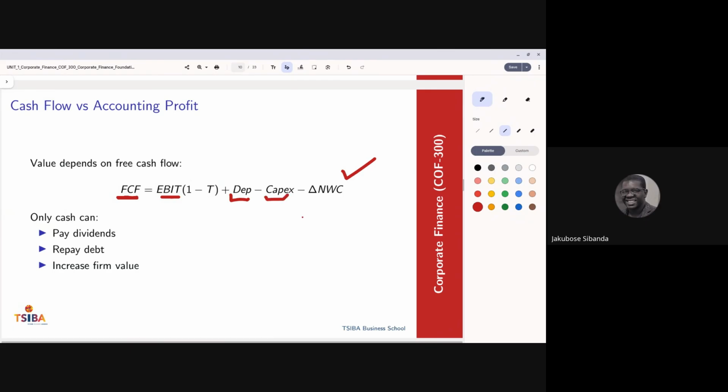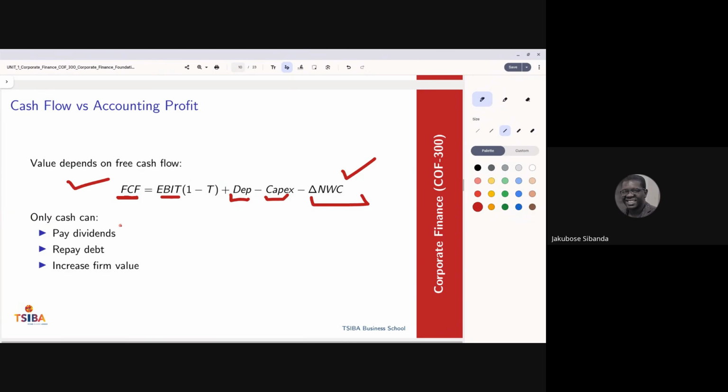And then you've got capex, how much you're spending in terms of your investments. Then you also have the net working capital, where you can calculate the change in net working capital. So this is how you calculate your free cash flow. A time is going to come later on where we're going to actually apply this formula. But for now, you can take it as it is. Free cash flow is equal to EBIT 1 minus T plus depreciation minus capex minus the change in net working capital.